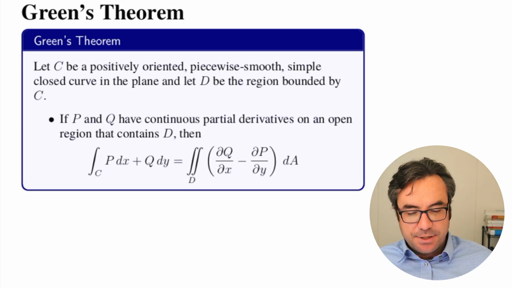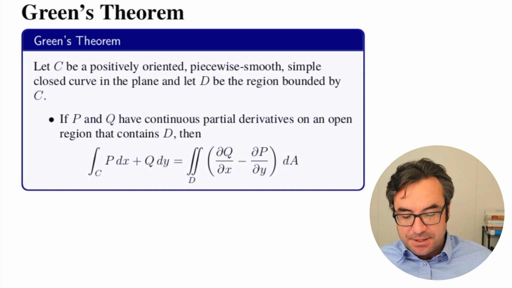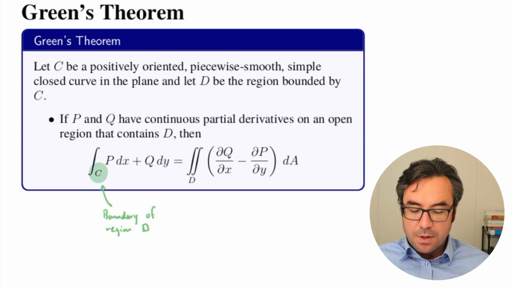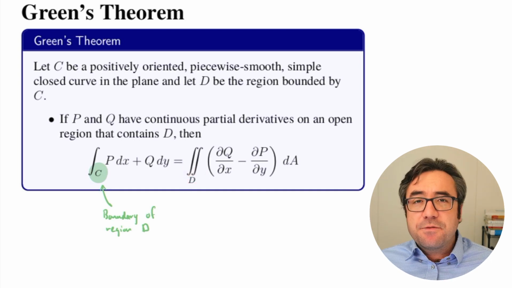And actually, that's important enough, let's write that down. So C is kind of the boundary of region D. And region D is just part of the xy plane.